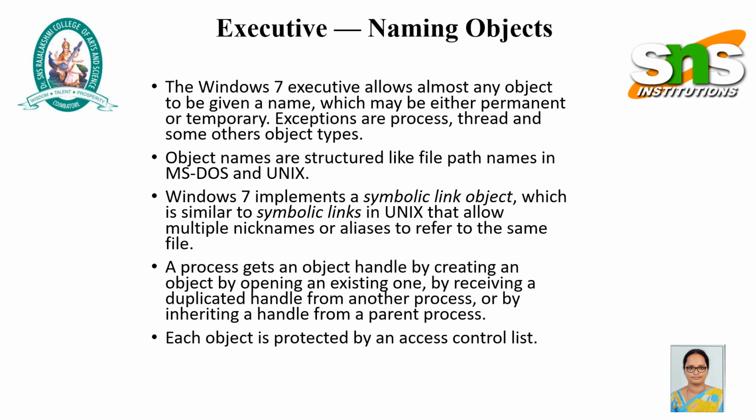Naming objects. The Windows 7 executive allows almost any object to be given a name, which may be either permanent or temporary. Object names are structured like file path names in MS-DOS and Unix. It implements a symbolic link object, like symbolic links in Unix that allow multiple nicknames, or aliases, to refer to the same file. A process gets an object handle by creating an object, by opening an existing one, by receiving a duplicate handle from another process, or by inheriting a handle from a parent process.